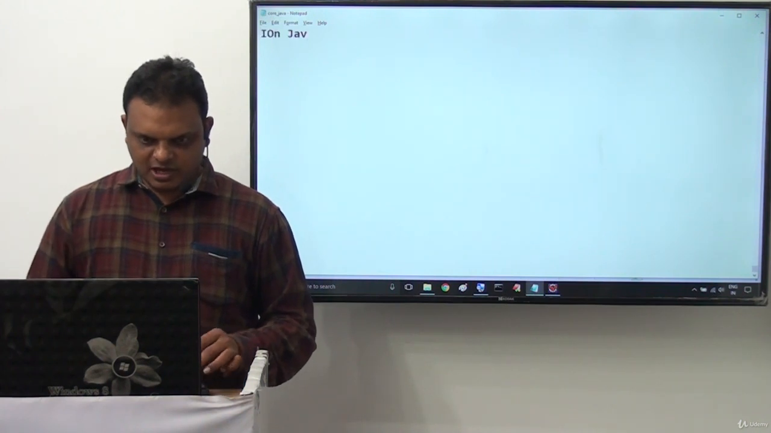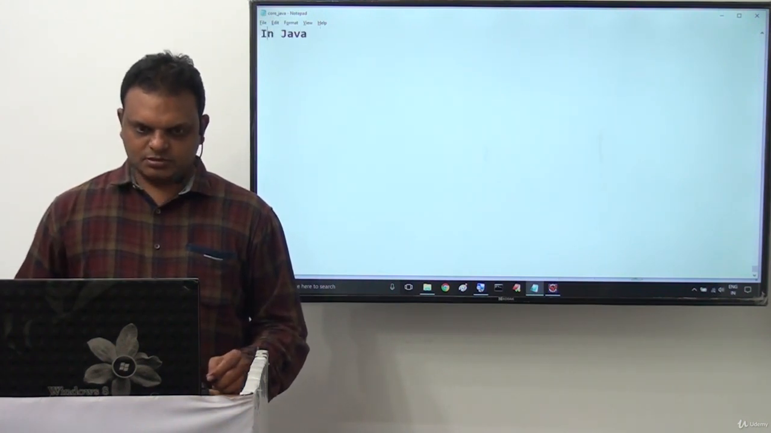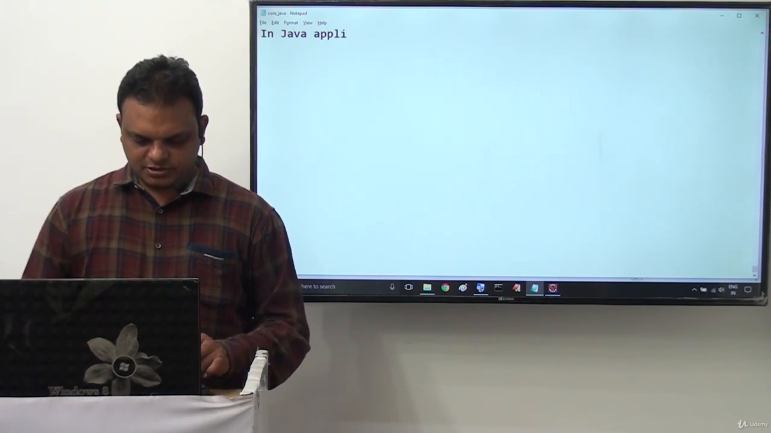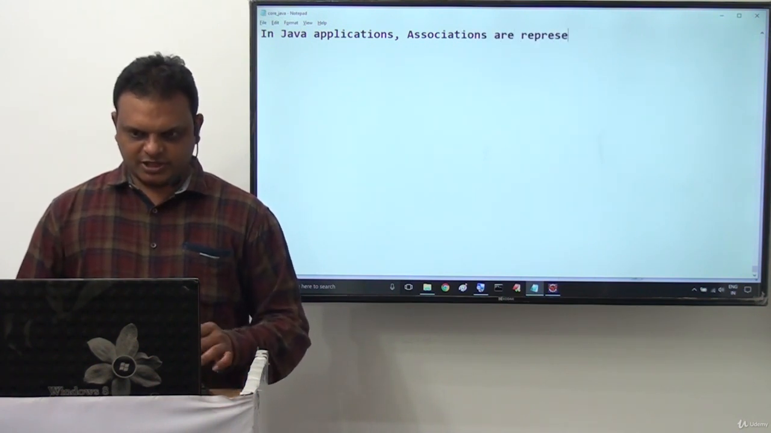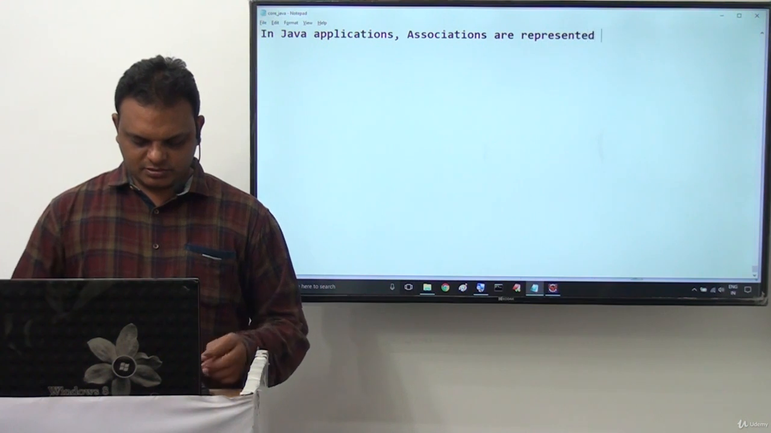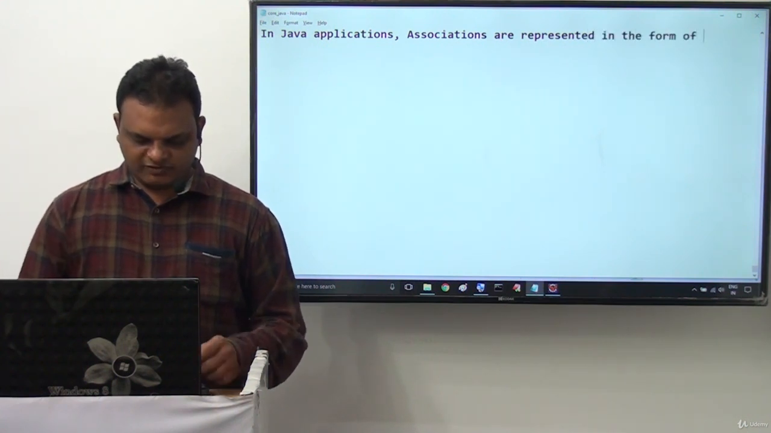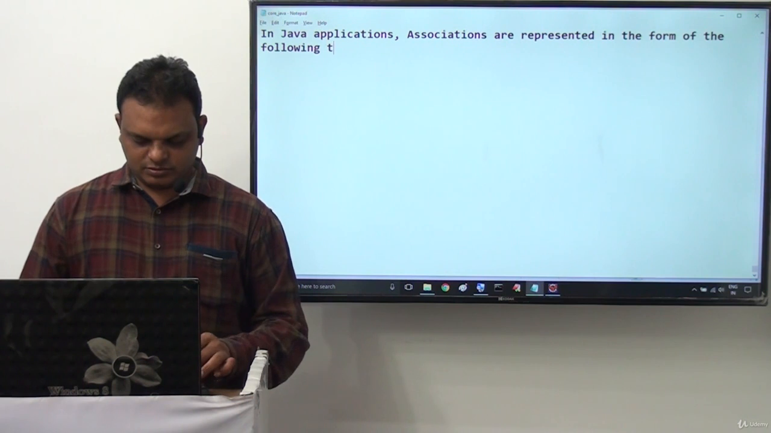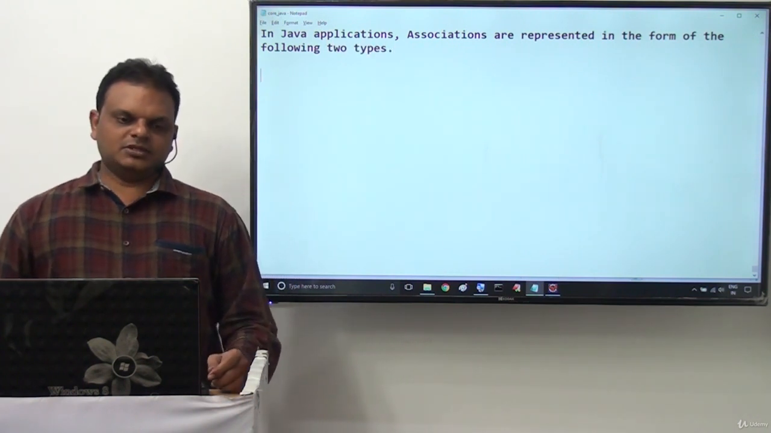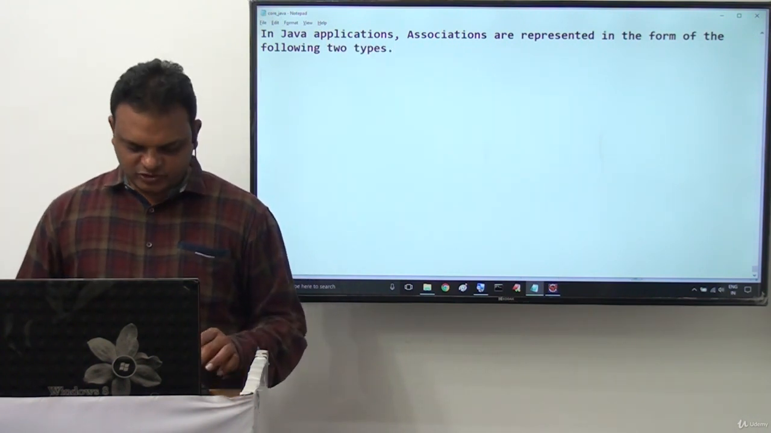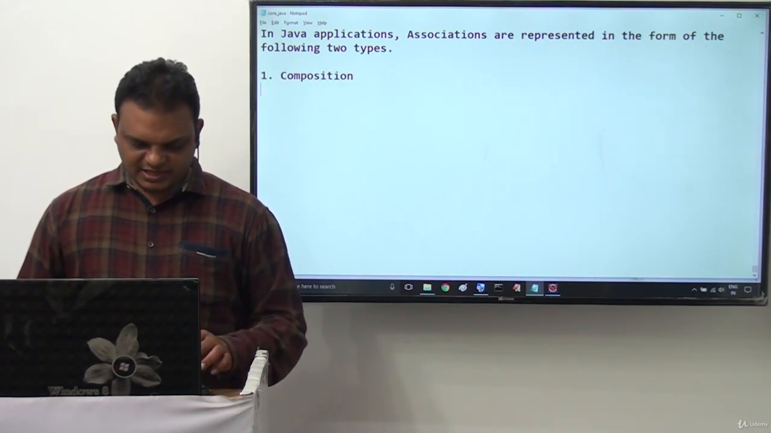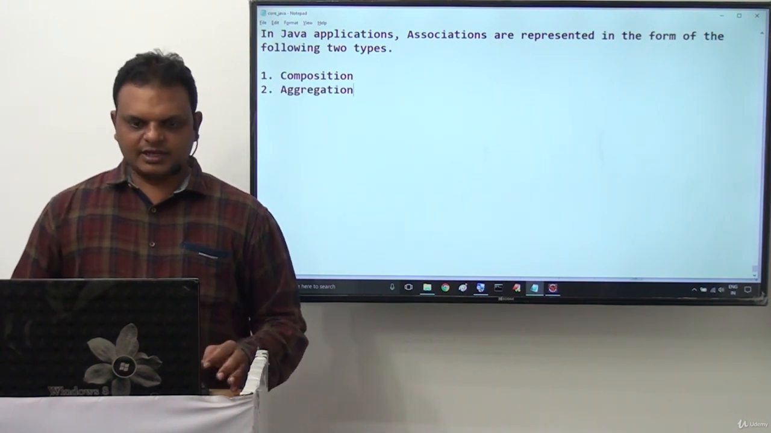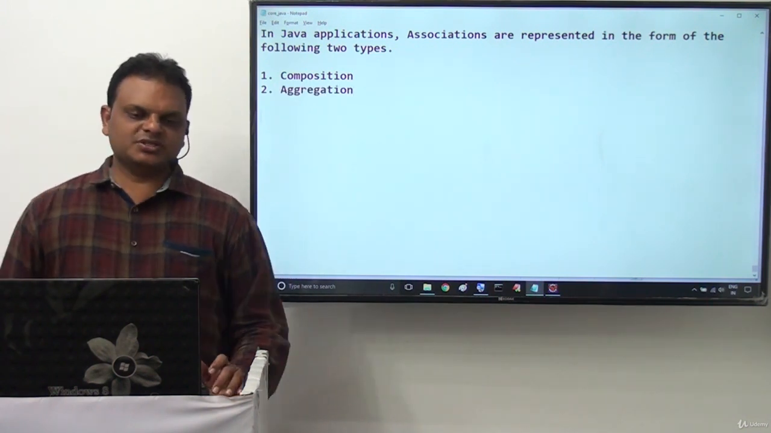In Java applications, associations are represented in the form of the following two types. What are the two types here? First one is composition, and second one is aggregation.